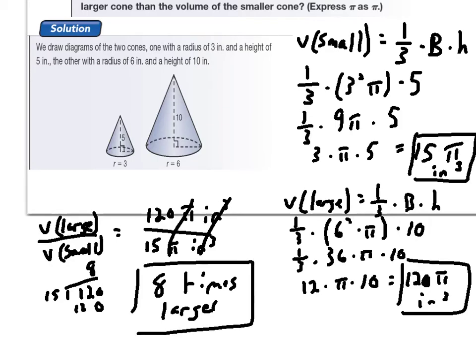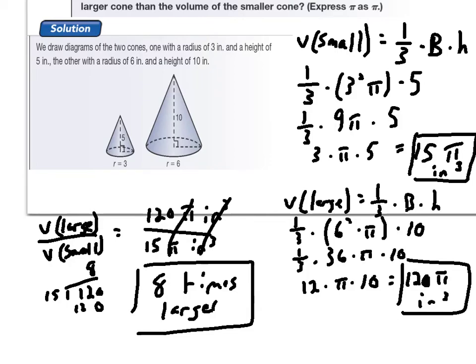Okay, 8 times larger. And the reason for that is because if you look at these two cones, the radius is doubled and the height is also doubled. So the parts of the cone are 2 times bigger. And since it's cubed, when we talk about volume, it means 2 times 2 times 2 times bigger. That is 8. So 8 times bigger total.